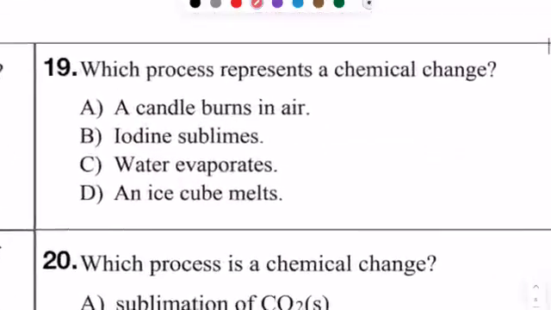Which process represents a chemical change? So once again, we are looking at a change that is going to change the chemical composition.